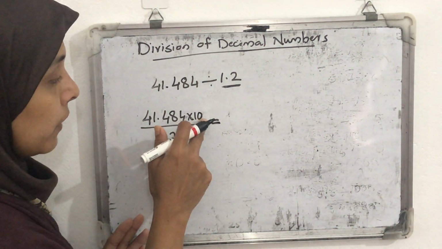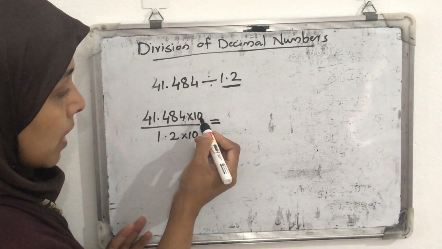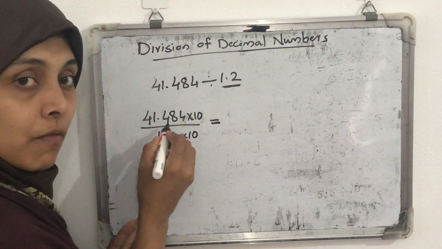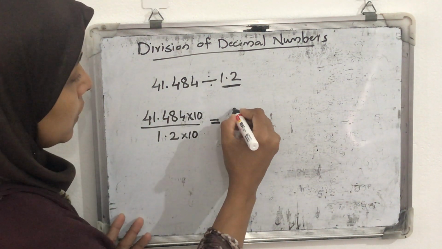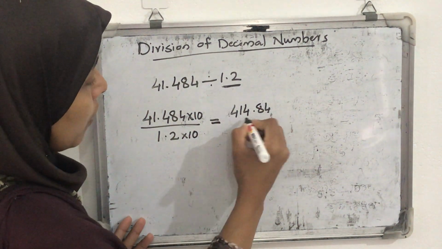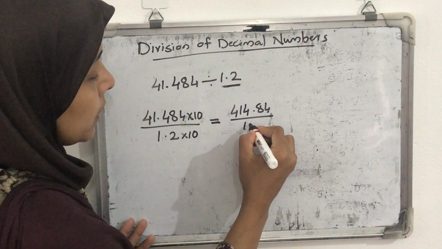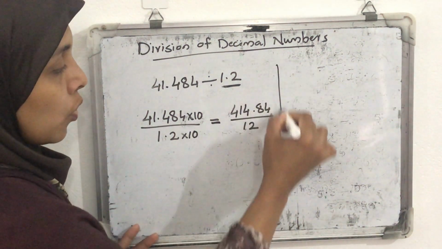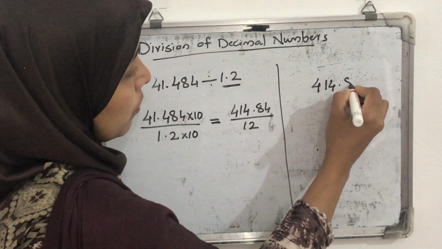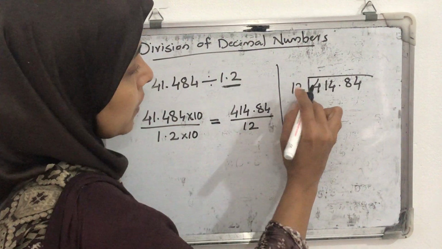41.484 when we multiply with 10, what will be the answer? Here it is multiplication and there is one 0, so we are shifting this decimal point one place to the right side. So it will be 414.84 divided by 1.2 times 10, which is 12. Now we can do the normal division. So 414.84 divided by 12. Okay.